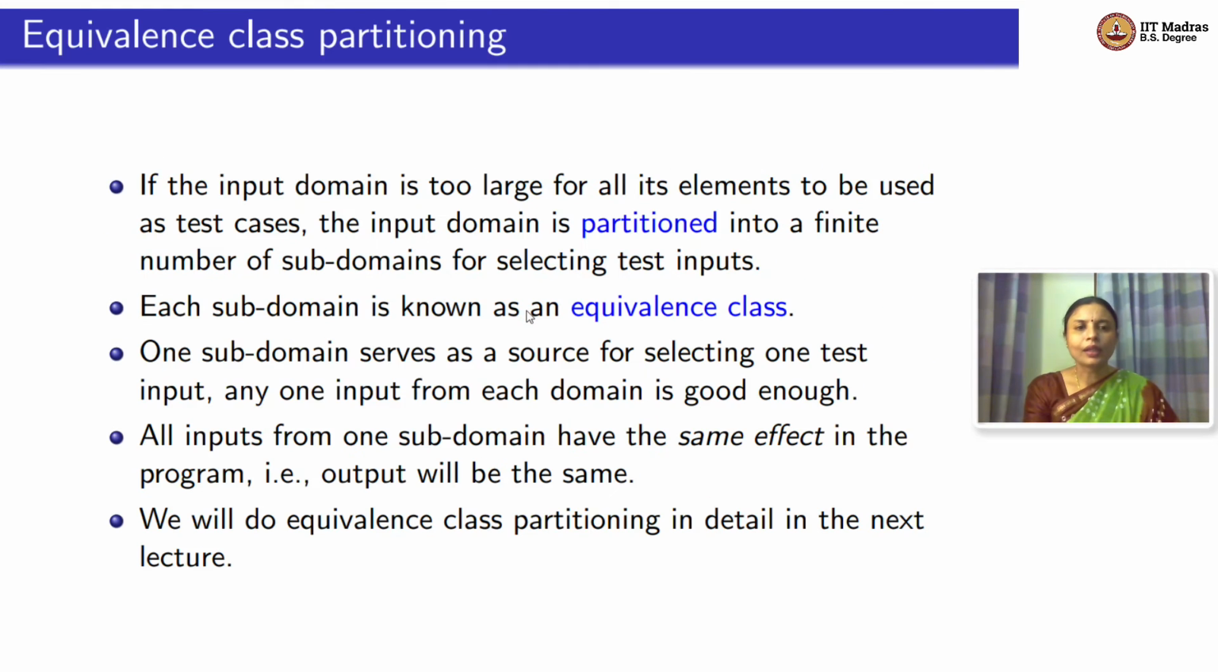Is this clear? So the subdomain serves as a source for selecting one test input. Any one input from each such partition or domain is good enough, as we saw for that example. Why is it good enough? Because any input from each partition will result in the software producing the same output. So I might as well test it for one input from each partition.